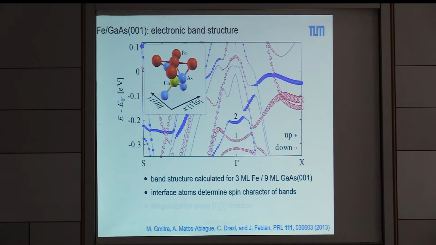And so you can calculate the band structure. This is 3 monolayers of iron on a slab of 9 monolayers of gallium arsenide, and of course it depends on which interfacial atoms bond with which iron atoms, and you can then derive the bands that come from the arsenic or the gallium, and their spin character. So here it's shown as up and down squares.